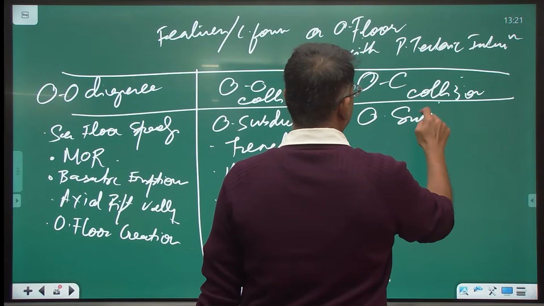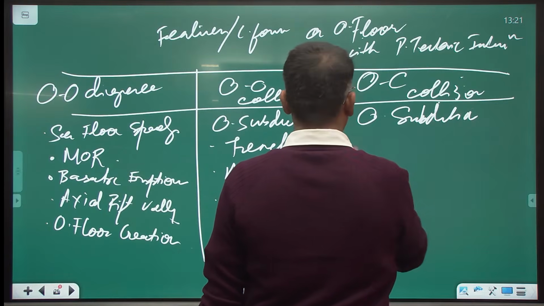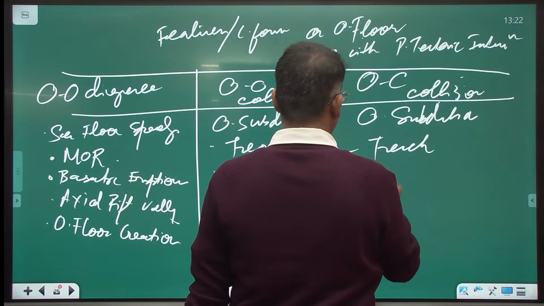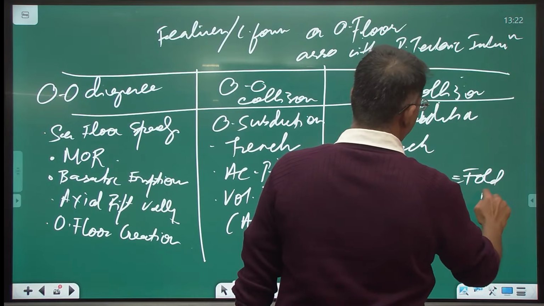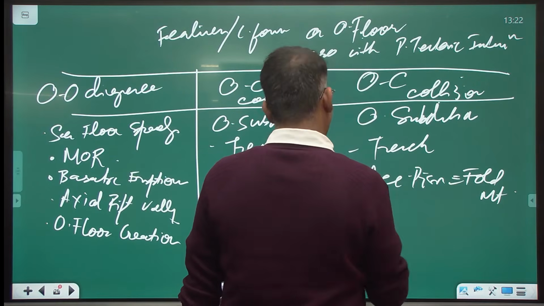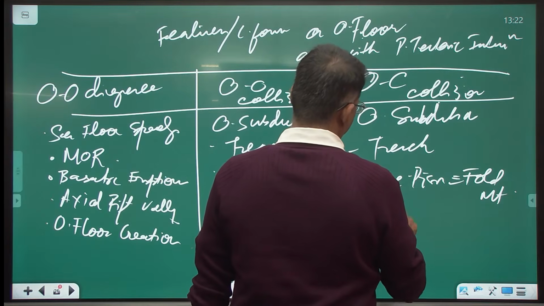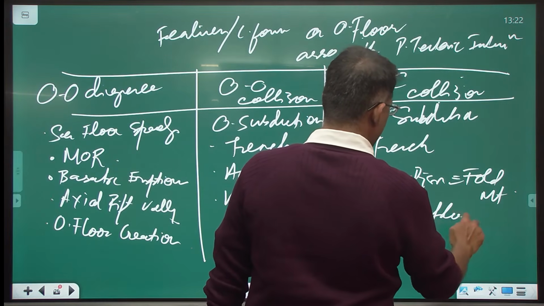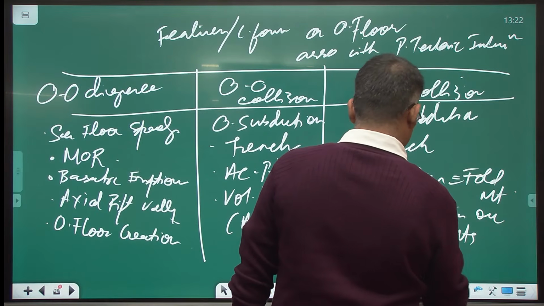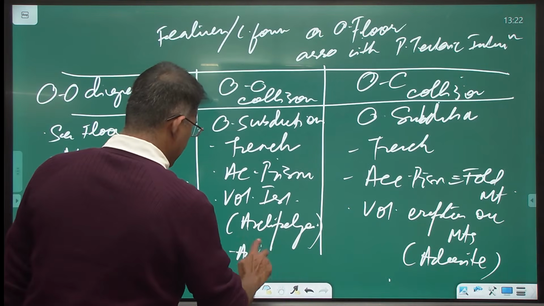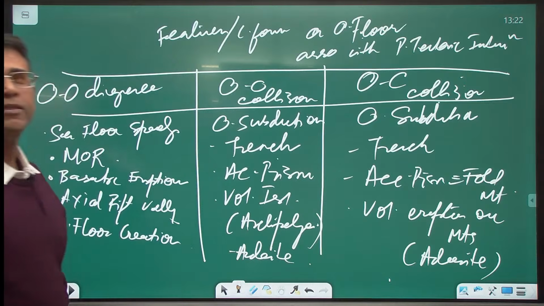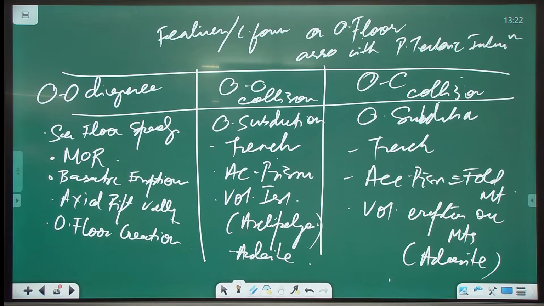Ocean subduction, a trench, an accretionary prism that becomes a fold mountain, and we have volcanic eruptions on the mountains. These are andesite. Even these are andesite. If you know this much, the class is summarized.